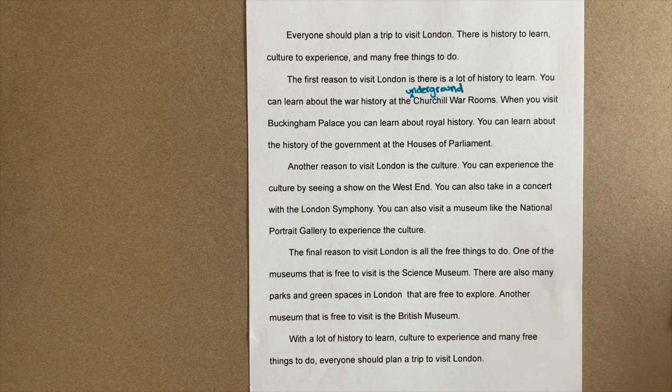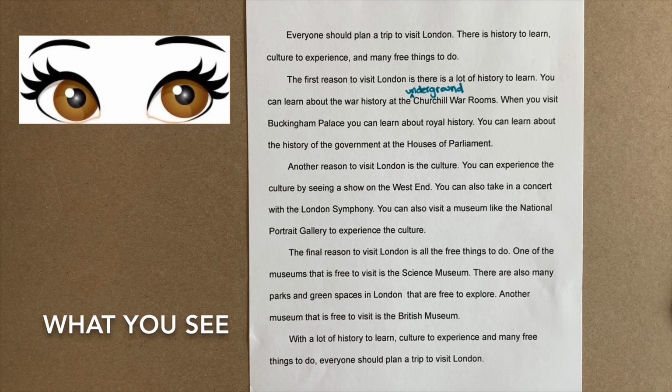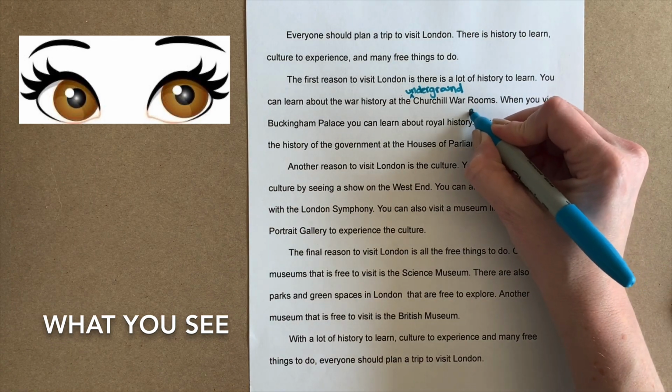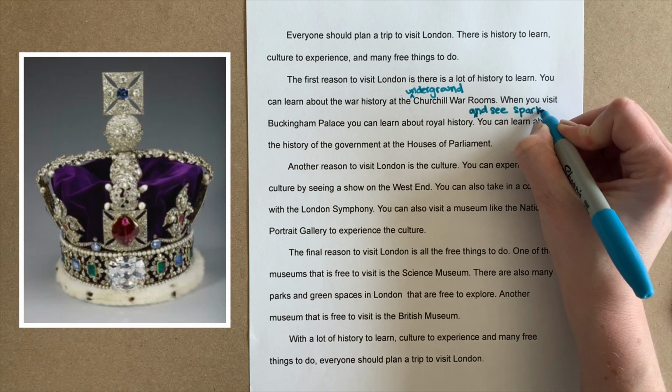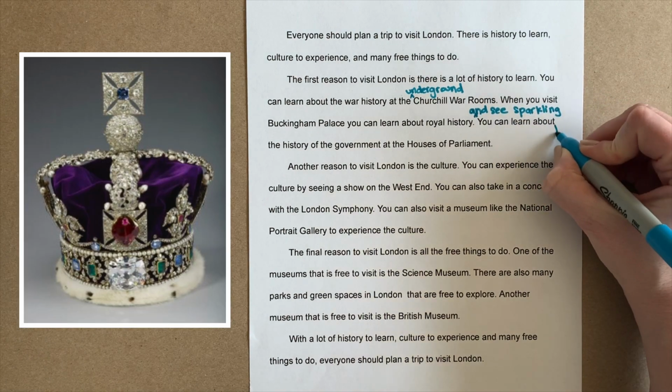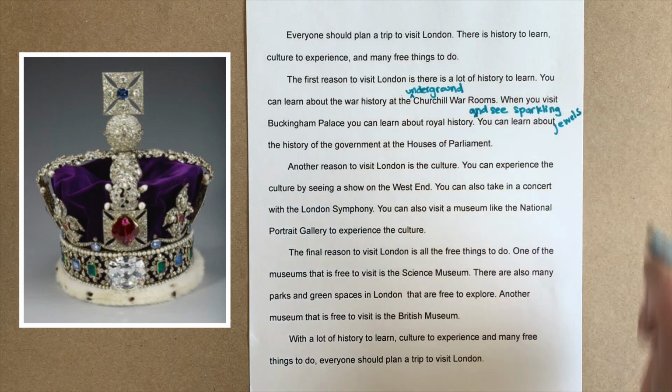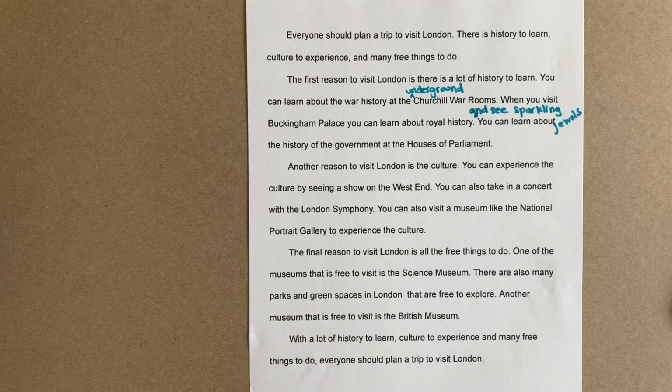Another thing that you can do is add in details about what people can see. So when I talked about visiting Buckingham Palace to learn about royal history, I could also add in about what they can see while they're there. So when you visit Buckingham Palace, you can learn about royal history and see sparkling jewels. And that gives the reader an idea of what they can see, and it kind of lets them make a picture in their mind.